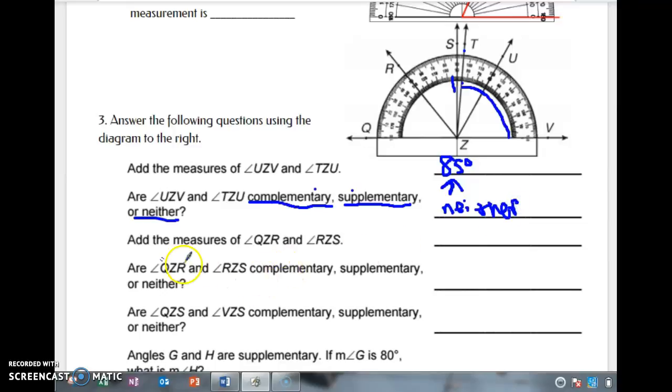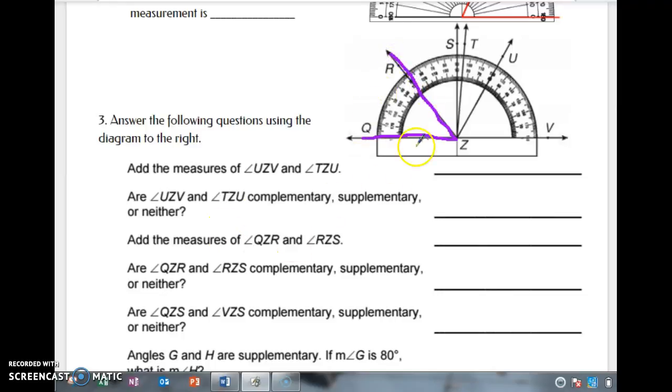Okay, next thing that you need to do is to add the measures of QZR and RZS. So I will go ahead and do that in a different color so that you can see it. So QZR, and RZS. So once again, RZ, and if you look at S, that means we're going from this line all the way up to S. And right away, you should see that S from 0 all the way up goes directly to a 90-degree angle.